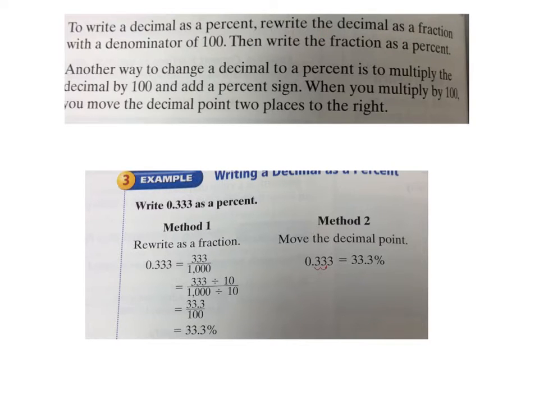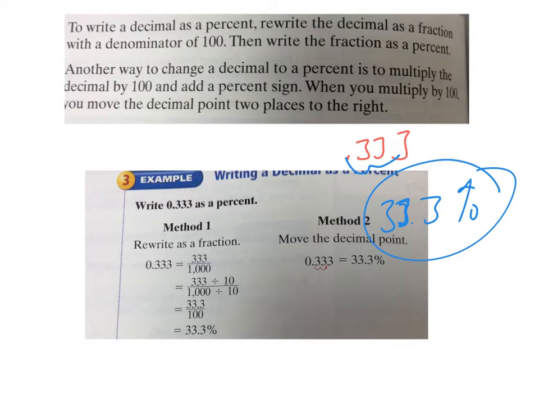You know what? Let's go the easy way. Another way is to just bump the decimal point 2 places. The idea is a decimal is small, and a percent is bigger. So, to make it bigger, you go to the right. So if I give you 0.333, and they want it as a percent, boom, boom, to the right, 33.3, and then add the percent sign.